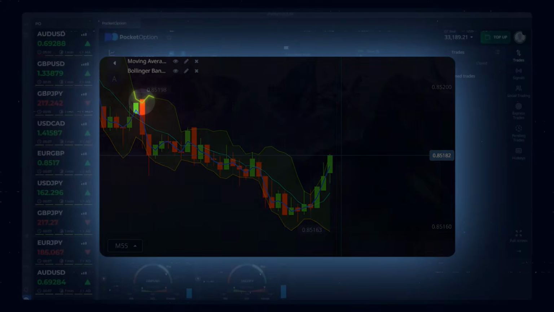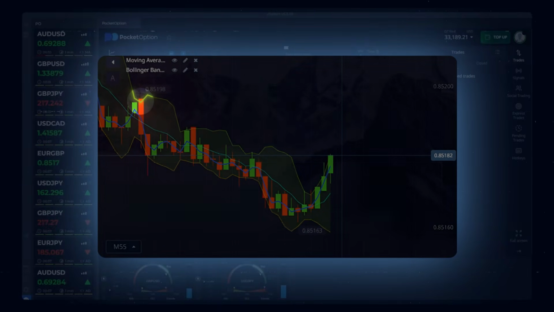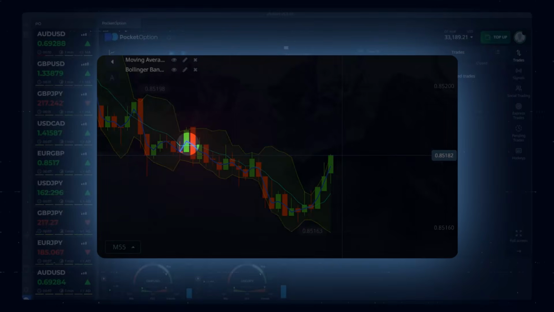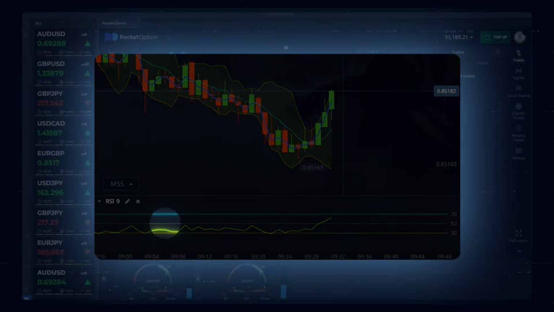First, the price and the simple moving average bounce from the upper Bollinger Bands boundary, a touch of the upper band, and a reversal downward. Second, the price and the simple moving average cross the middle Bollinger Bands line from top to bottom. Third, Relative Strength Index is directed downward or exits the overbought zone, that is, it falls below the 70 level.